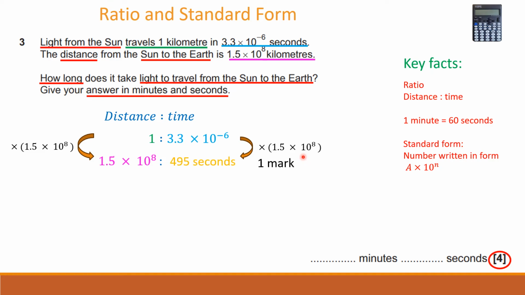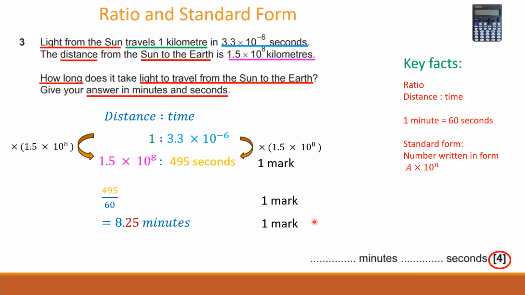And then press equals, and you should find you get 495. And this value is in seconds. So you will get 1 mark for working out 495. Now, our answer has got to be in minutes and seconds. So we know over here 1 minute is equal to 60 seconds. So I'm going to work out how many minutes this 495 seconds is. So I've got to divide this 495 by 60. And this will give you your second mark. And that will give you 8.25 minutes, which is your third mark.